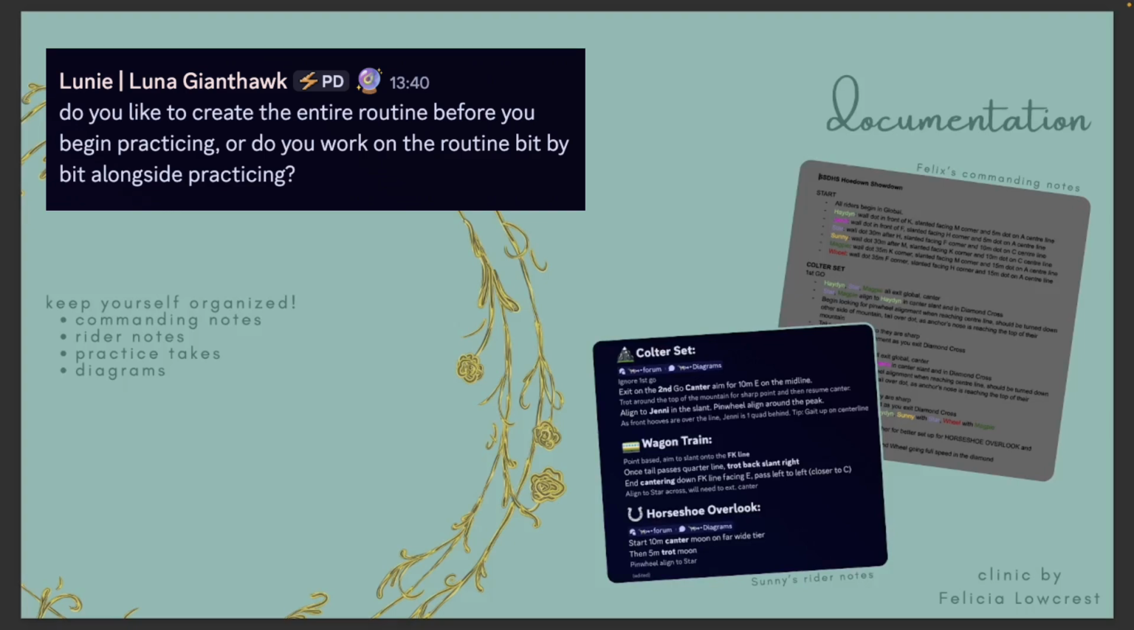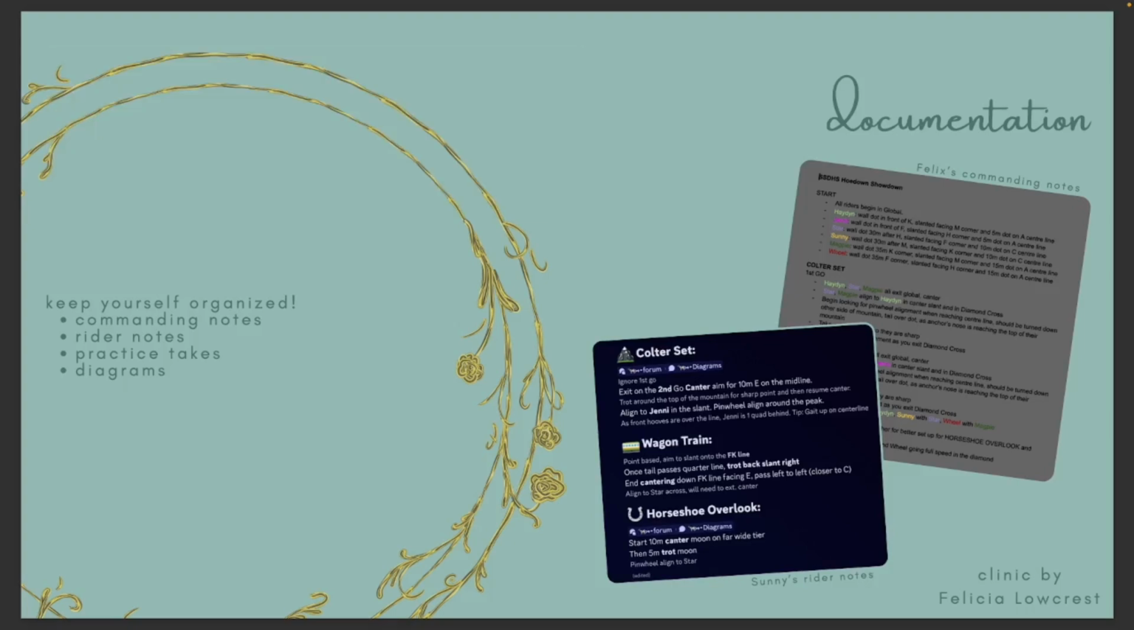Looney is asking, do you like to create the entire routine before you begin practicing, or do you work on the routine bit by bit? So what I generally do is I plan a couple sequences or movements in advance. So like 2 or 3 at a time, because sometimes your riders will learn things super quickly, and you're like, wow, okay, we can keep going. But sometimes too, you get bogged down a little because maybe the alignment is not working out the way you wanted, or the timing is not working out, or the way that you imagined it in your head is not being translated into the arena with your riders.